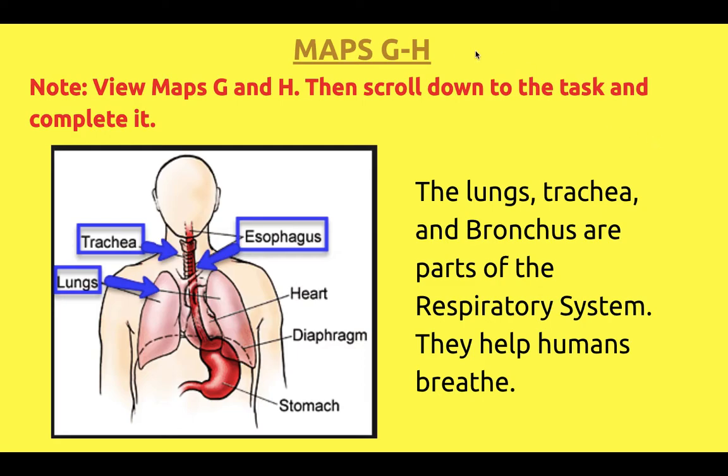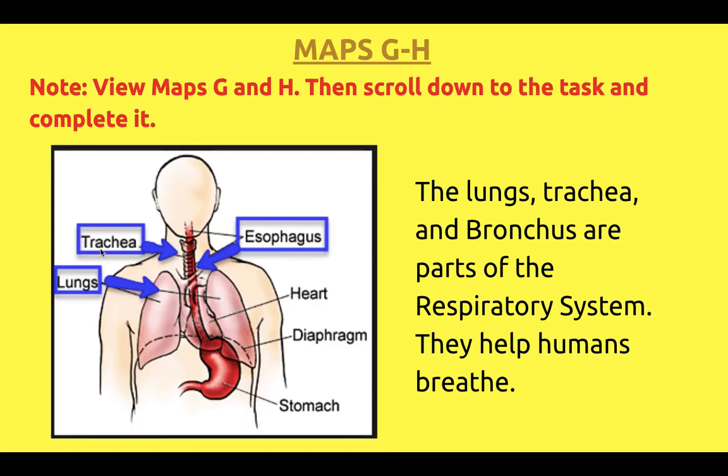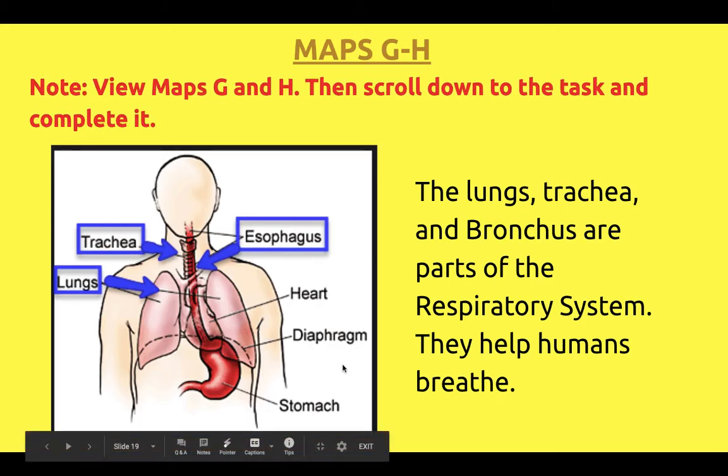We're going to look at two different maps for the next few questions, maps G through H. G through H are down below. Make sure that you look at the maps and then complete the task. This first picture is a diagram of the lungs, trachea, and bronchus. They're all parts of the respiratory system. They help humans breathe. So it's all labeled here, lungs, trachea, esophagus, and there's some other internal organs.